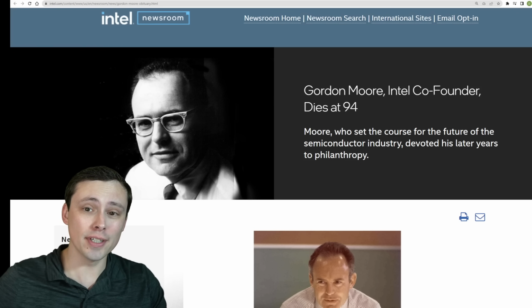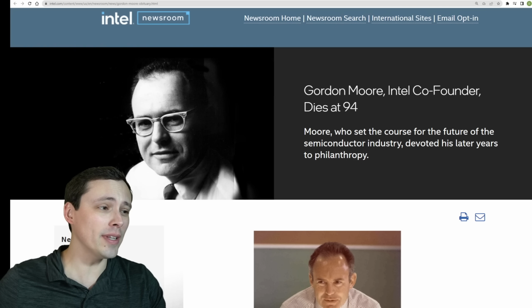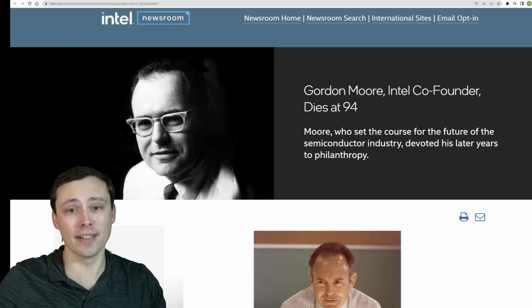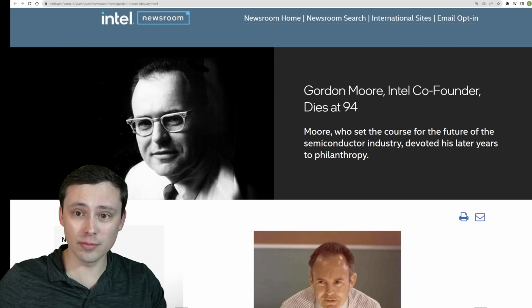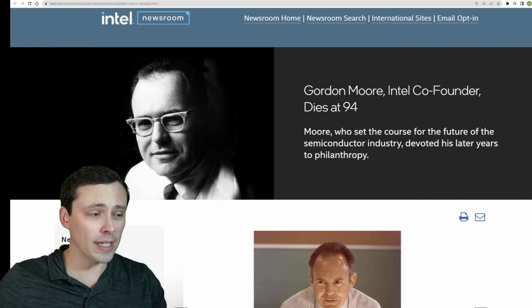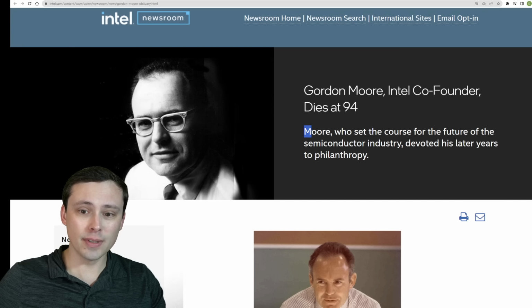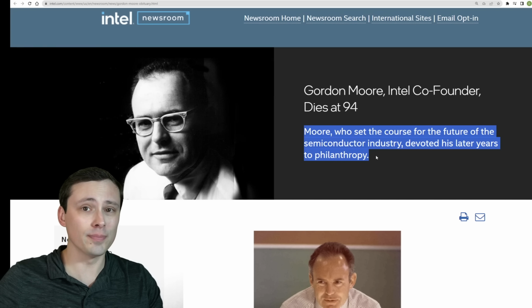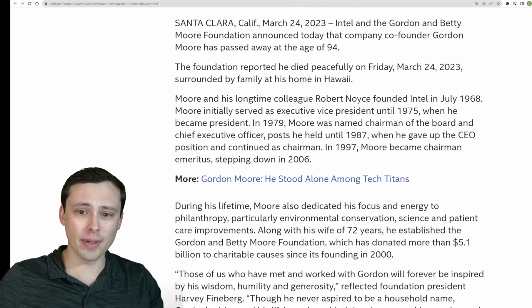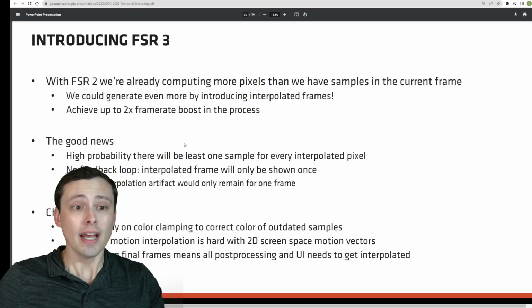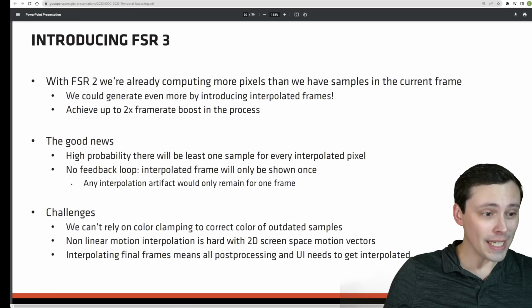I'm actually going to start out with, while we don't know whether or not Moore's Law is dead, depending on who you ask, Gordon Moore himself, the creator of Moore's Law and Intel co-founder, has died at the age of 94. And he really did have a huge impact on the whole semiconductor and computer industry. There's a lot of articles about him and his life if you're interested, and I will link this one in the description. Let's jump into FSR3 now.